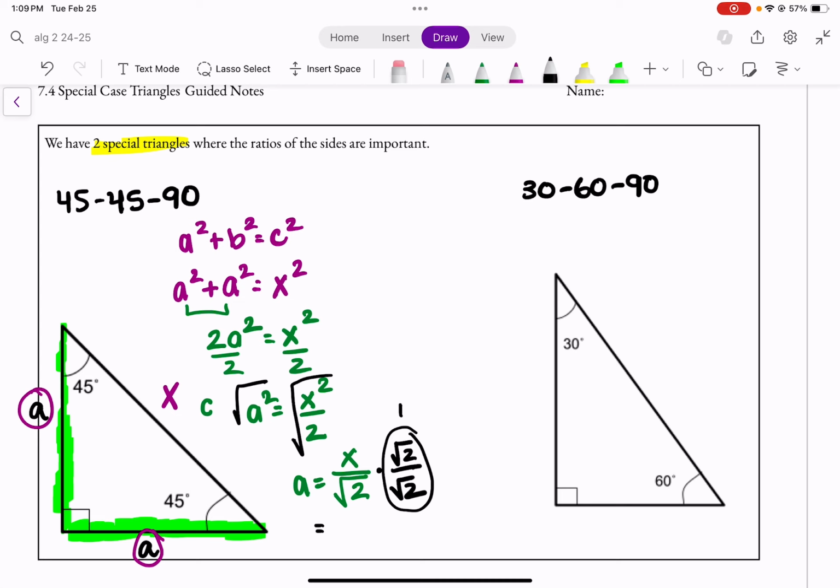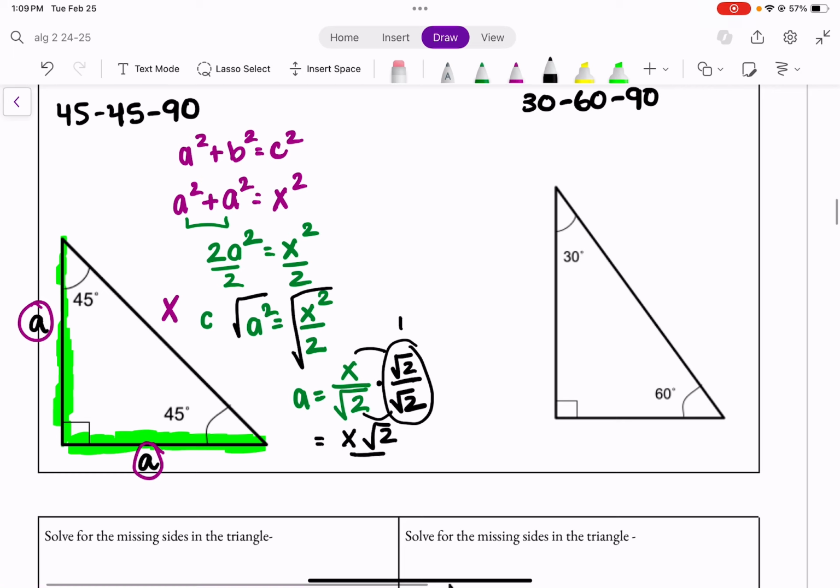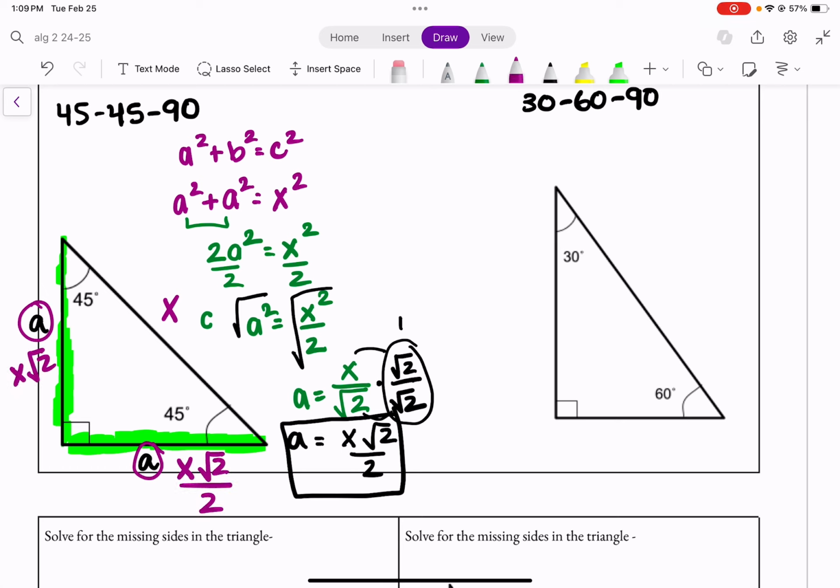So what happens is if you multiply, x times square root of 2 is just x square root of 2, and then square root of 2 times square root of 2 is just 2. So this is what a equals, okay? So what that means is these sides are x square root of 2 over 2, x square root of 2 over 2, okay? It doesn't look that pretty, but basically this is a little shortcut, and it'll make sense in a second, okay?